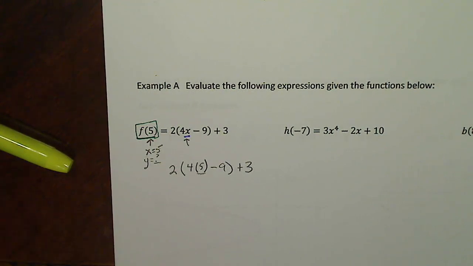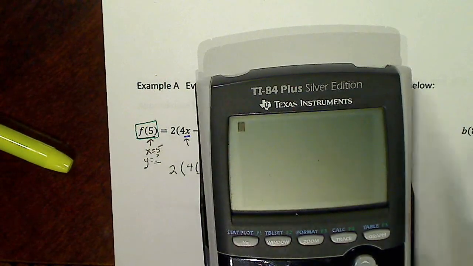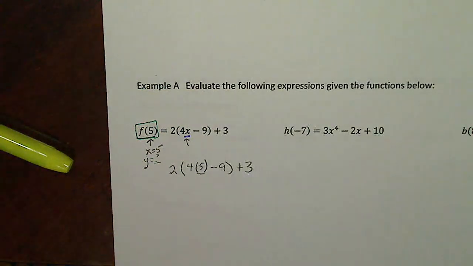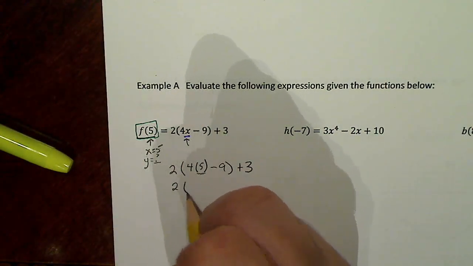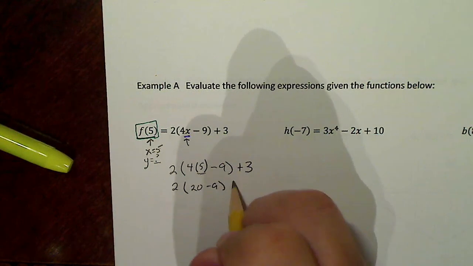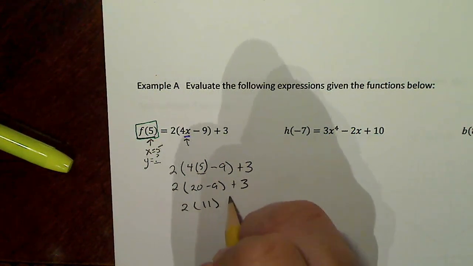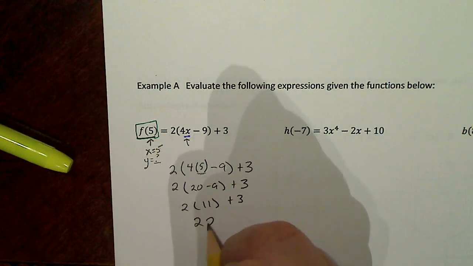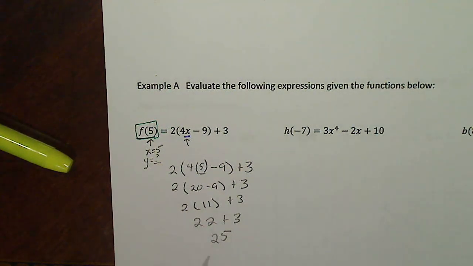And I'm going to run through this by hand. But again, if you do have a calculator, trusted calculator, it's good to use that as well. The reason why I'm doing this by hand is because for future reference, again, if you don't have a calculator available, this is kind of what you want to be able to do. So this becomes 2 times 20 minus 9 plus 3. 2 times 11 plus 3. 22 plus 3. Therefore, the answer is 25.